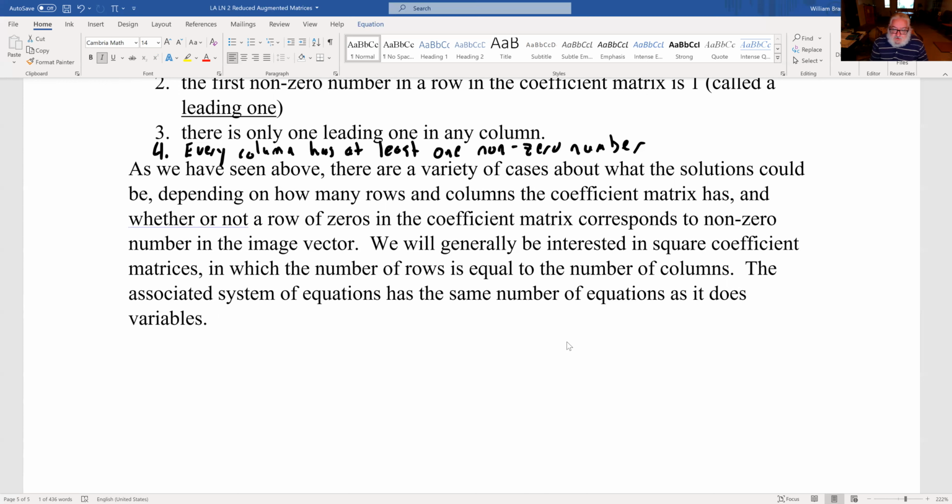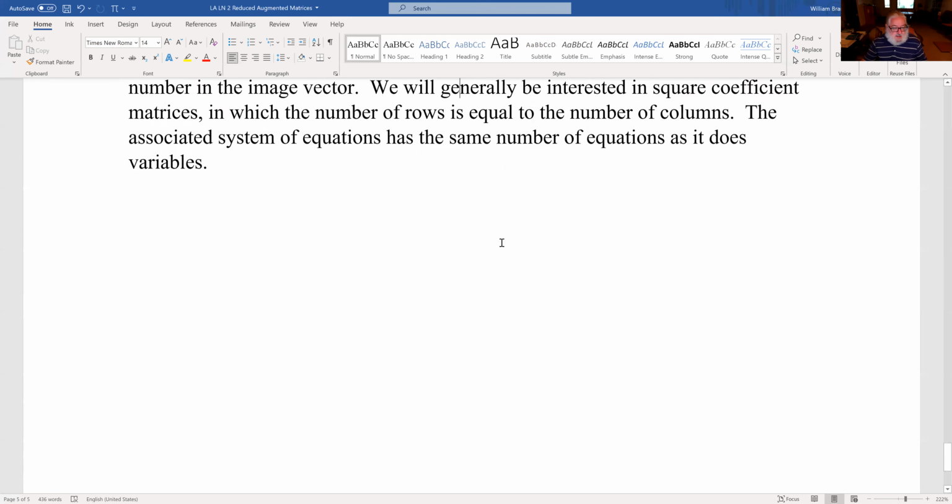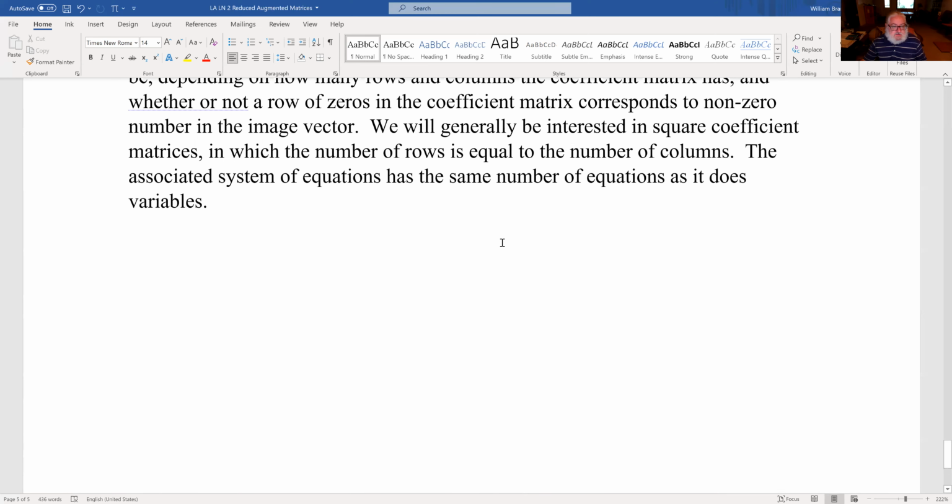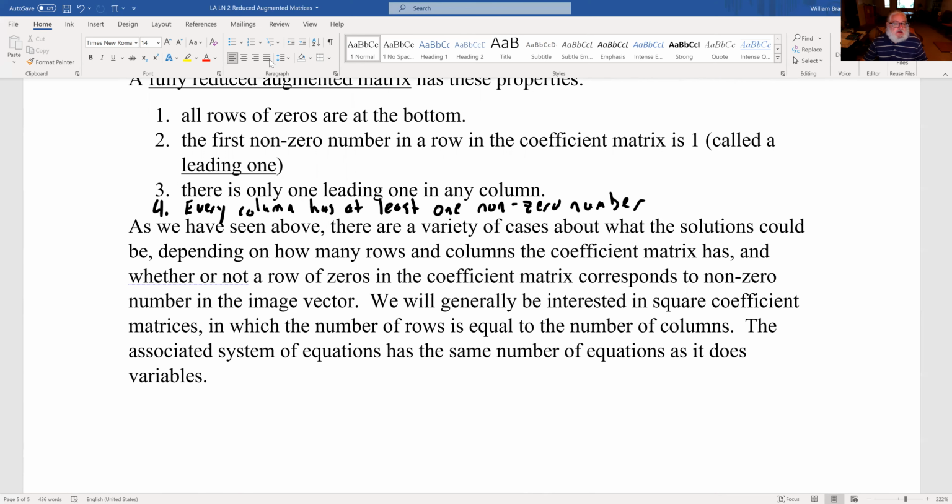Generally, we are interested in square coefficient matrices, where the number of rows is equal to the number of columns, right? You have the same number of equations as variables, and in that kind of situation, generally you will have exactly one solution. Okay, so that's that for now.